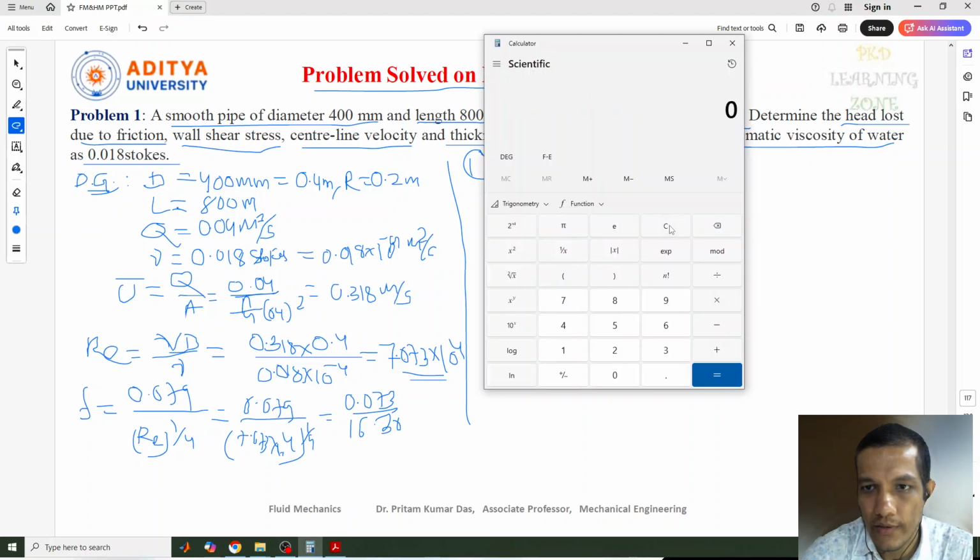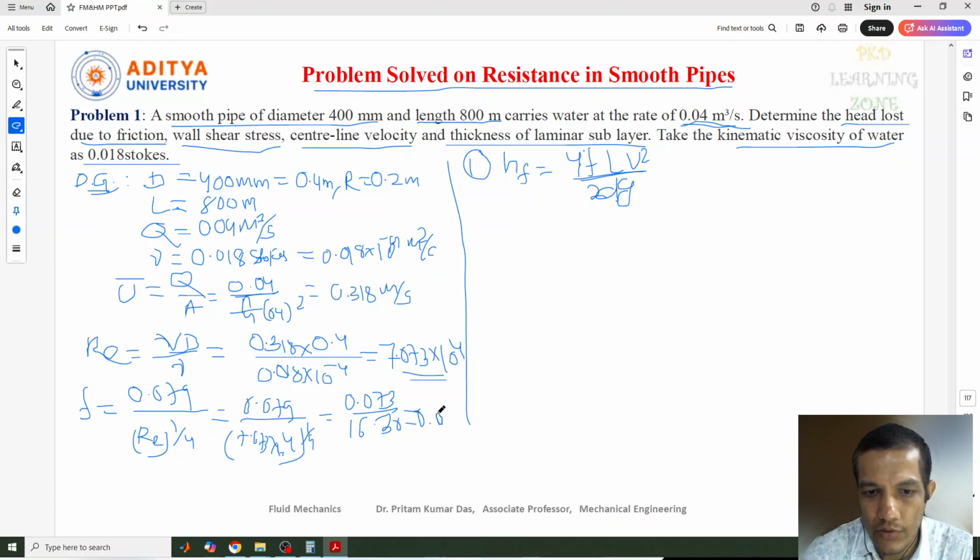So again, 0.073 divided by 16.30 gives 0.0044, so we can write 0.0045. Okay, so this is the friction factor value.